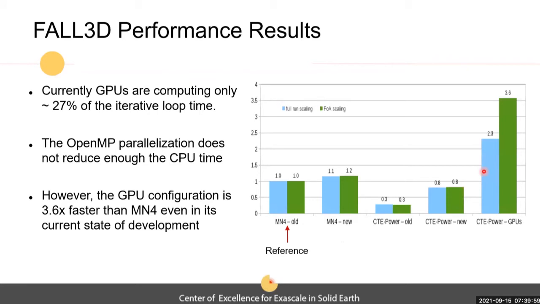As already stated, at the moment the GPU occupancy is poor. GPUs are computing only 27% of the iterative loop time. As only a minor fraction of the full app is ported to GPU, OpenMP directives were included to try to take advantage of the idle CPUs. Unfortunately, this does not provide enough gain in execution time. However, this full FALL3D GPU version is almost 4 times faster than our reference CPU version executed on MareNostrum 4 at BSC as well, even in that state of development.